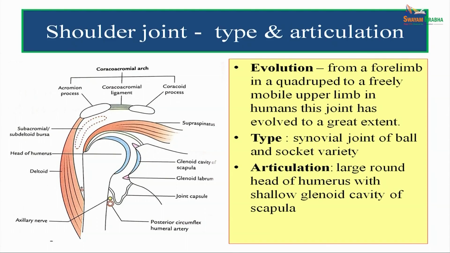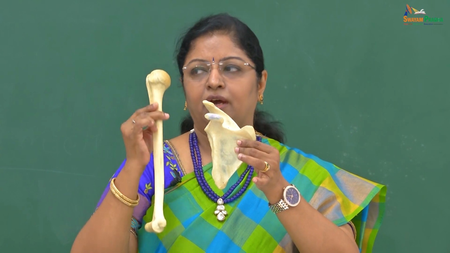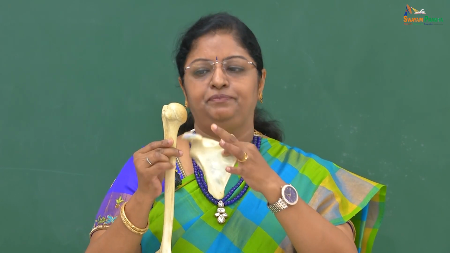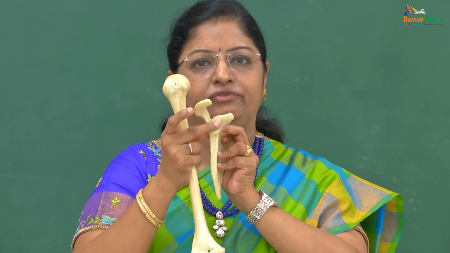The articulation: you have a large round head of the humerus articulating with the shallow glenoid cavity of the scapula. If you see in the bone, this is the humerus and this is the scapula, the right humerus and the right scapula. This is the head of the humerus, and this is the glenoid cavity of the scapula.